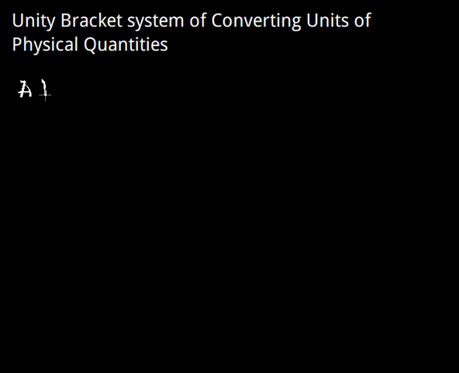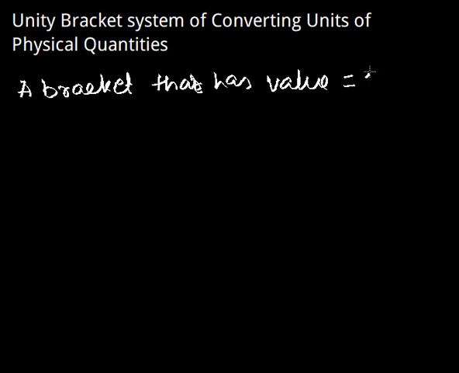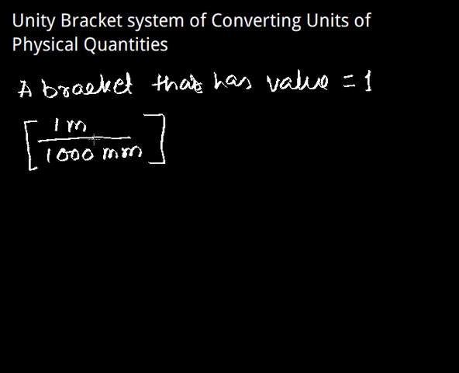A bracket that has value 1 is called a unity bracket. For example, let us take 1 meter divided by 1000 millimeters. Now both these quantities are equal, so the value of this ratio is 1.